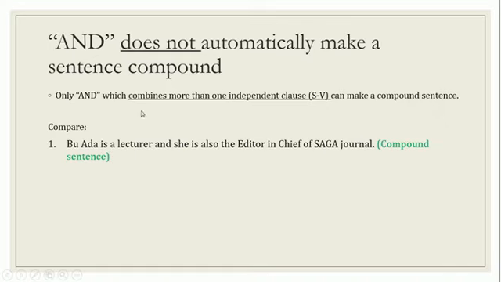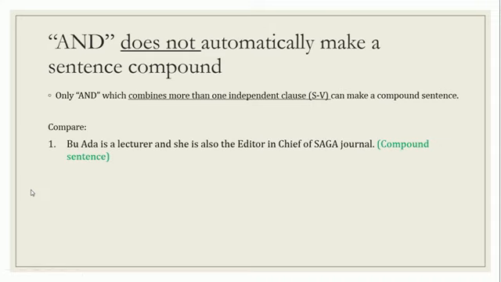Whereas in the first example, we have two finite verbs, even though we have the same form, they are separate. So they are finite verbs of their own subject. Bu Ada is here, the subject is Bu Ada. Is here, the subject is she. For example, she here is omitted. Bu Ada is a lecturer and is also the editor-in-chief of Saga Journal.